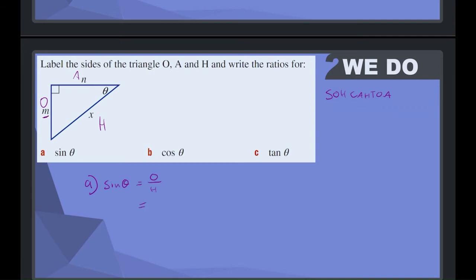So our opposite is M, and our hypotenuse is X. That's all we're being asked to do here. Don't wait for me. If you think you can do the next two, go ahead and do it. Cos theta is adjacent over hypotenuse, which in our case here is N over X. And then tan theta is opposite over adjacent, which in our case here is M over N. It's as easy as that.